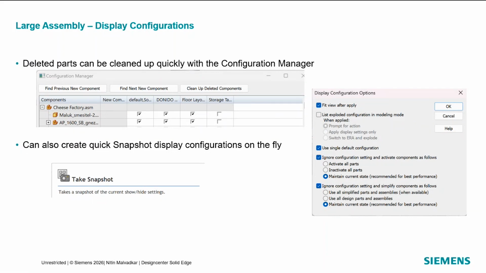Now we have another useful tool, which is called snapshot display configurations. Suppose you have made some changes to an existing assembly. You have hidden some parts so that you can concentrate only on a single part, or maybe you want to concentrate only on a sub-assembly within the main assembly, right? Then we can capture the state of the assembly with the help of a snapshot. This snapshot gets stored in the display configurations. These snapshots are very useful for reviews, discussions, or even isolating some problems in the designs quickly.